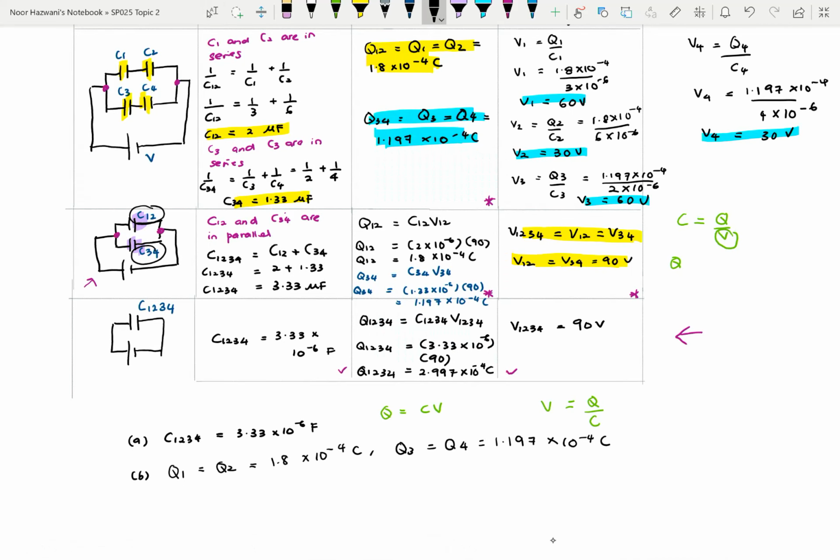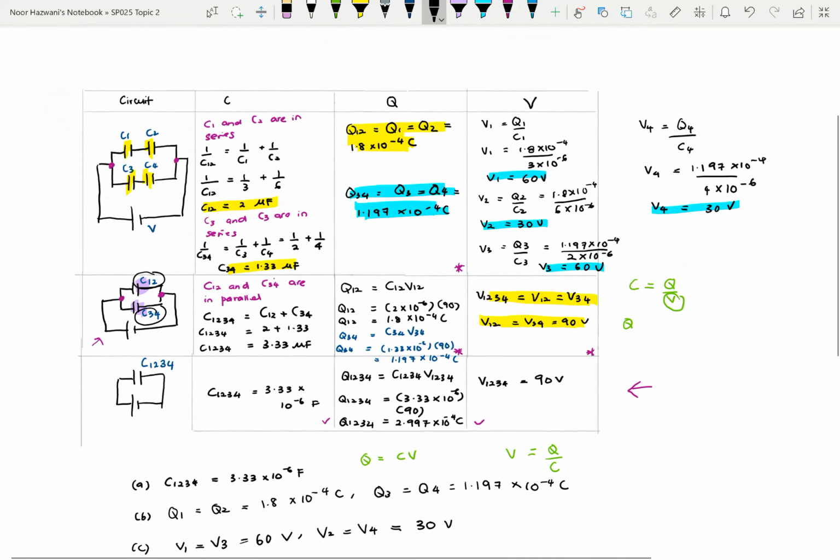And then the last part C, it asking for V. Okay, so V1 is equals to V3, which is 60 volt. And then V2 is equals to V4, which is 30 volt. Okay, it's very easy actually. You just follow the steps. Nampak memang macam serabut, but actually it's okay. It's really, really easy. Okay, that's all for this video and thank you.